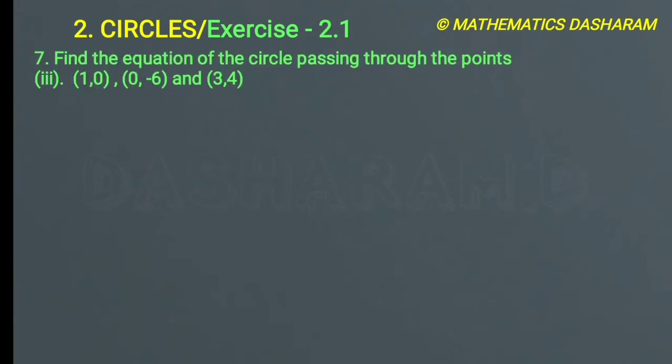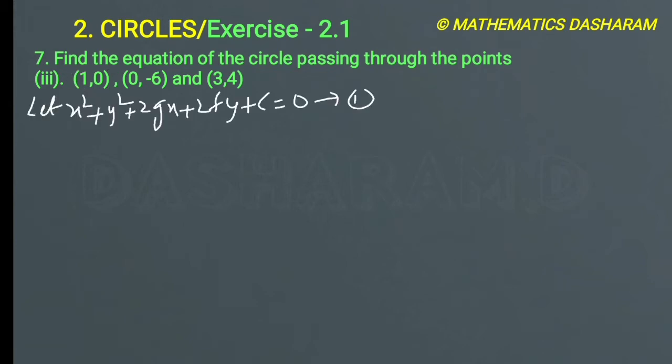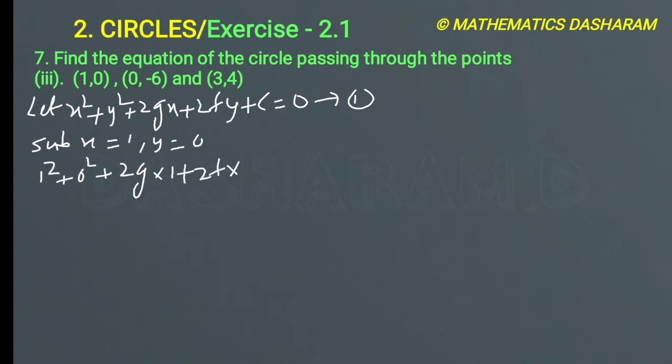Next third question, 1 comma 0, 0 comma minus 6 and 3 comma 4. Substitute the first point, that is 1 comma 0. So substitute x equals to 1, y equals to 0. So 1 square plus 0 square plus 2g into 1 plus 2f into 0 plus c equals to 0. 1 square is 1, next 2g into 1 is 2g plus c equals to 0. It is equation 2.